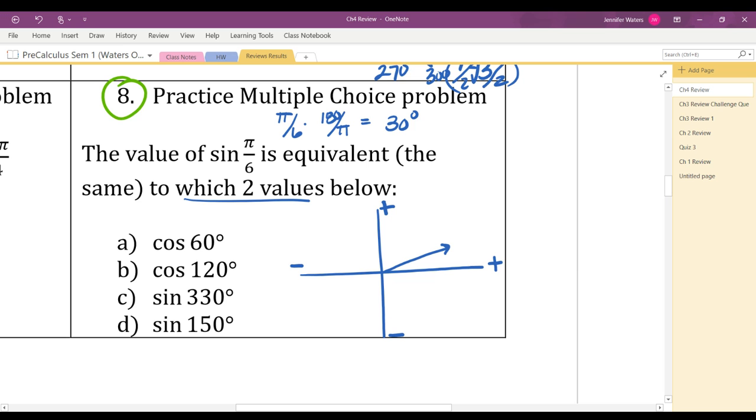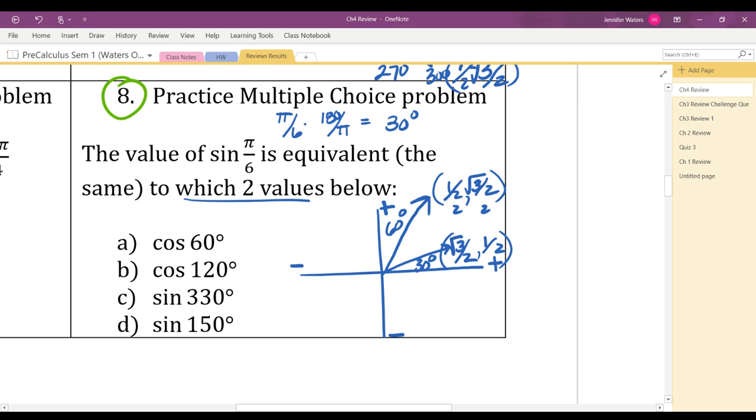Let's use our trick. 1, 2, 3, 3, 2, 1. Always divide by 2. If I take the square root of 1, that's still 1. Both x and y are positive. At 60 degrees, I am way up here, dividing both by 2, square rooting. Both are positive.